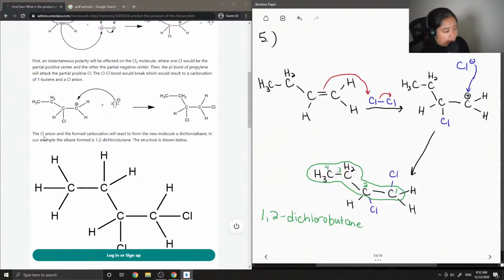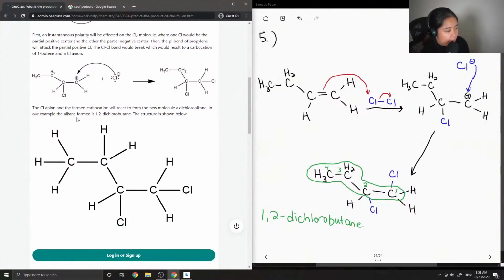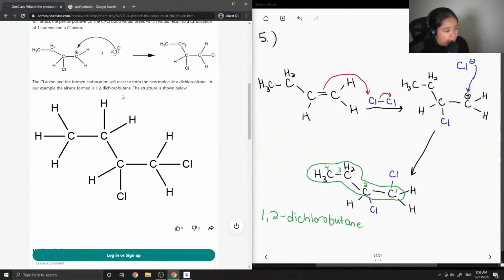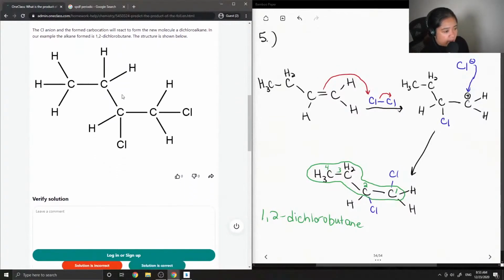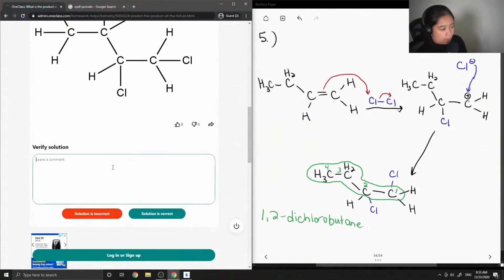And then the chlorine anion is and the formed carbocation. So carbocation, or it's just another word to say a positively charged carbon ion. So this will react to form the new molecule, a dichloral alkane. In our example, the alkane formed is 1,2-dichlorobutane, and the structure is shown below. Yep, so the solution is correct.